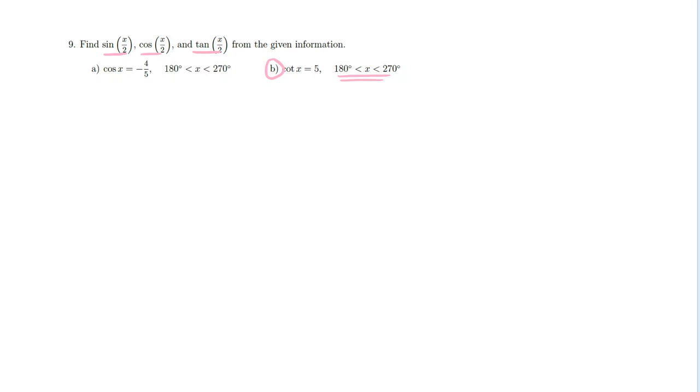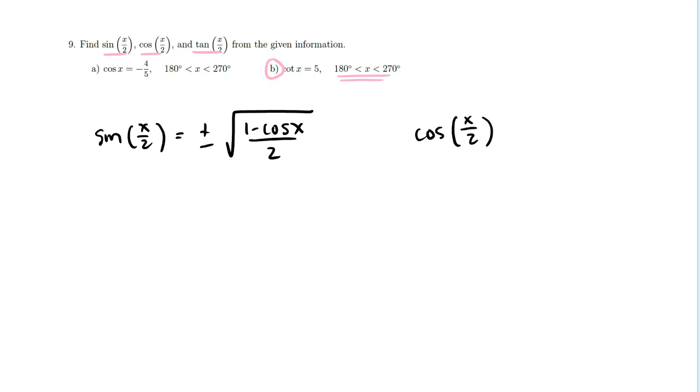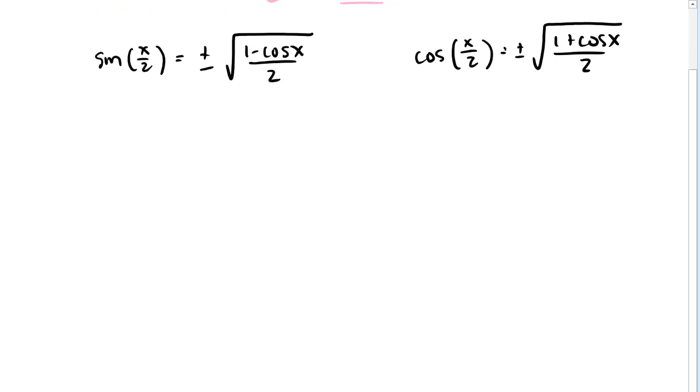270. So here, recall that sine of x over 2 is equal to plus or minus the square root of 1 minus cosine of x all over 2, and then cosine of x over 2 is equal to plus or minus the square root of 1 plus cosine of x all over 2. And then if we want to find tangent of x over 2, we just take these two values and divide them from one another.